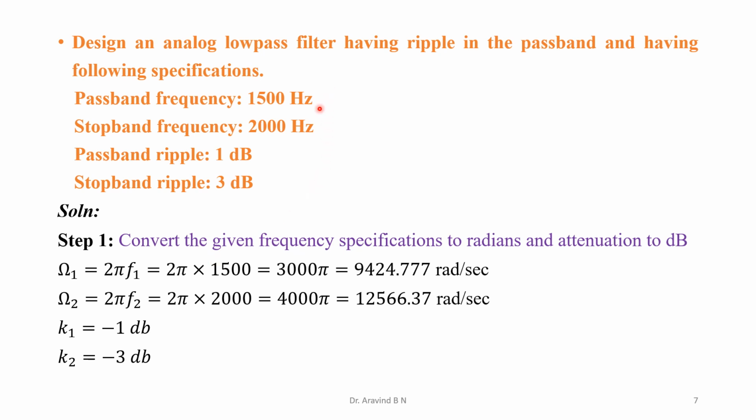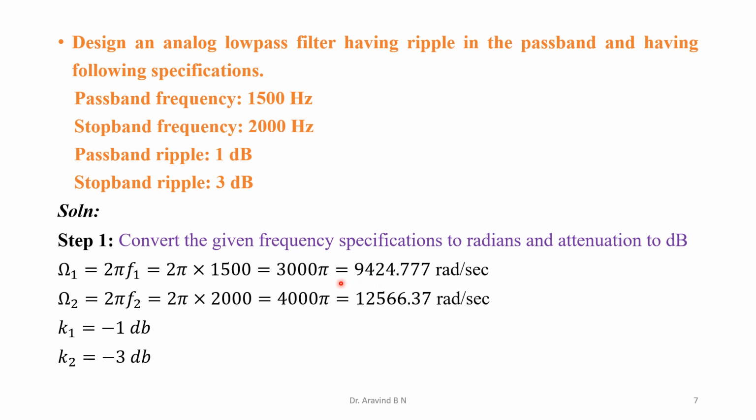So the frequency values are given in terms of hertz. So we need to make a conversion from hertz to radians per second, whereas these two are already given in terms of dB. So we need not make any conversion for these two. So make a conversion for the frequency. Omega 1 is equal to 2 pi f1. F1 is the passband frequency. So 2 pi 1500, we get 3000 pi.